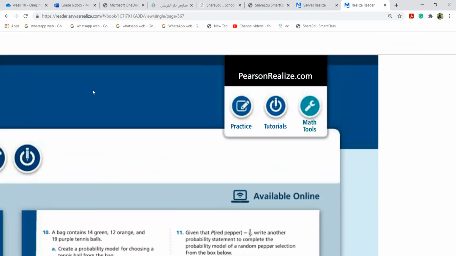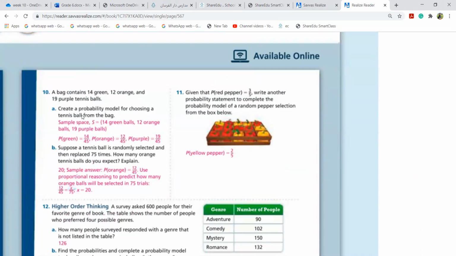Okay, now create a probability model for choosing a tennis ball. If I say tennis ball, how many tennis balls are there? When I'm talking about tennis balls, tell me how many there are. There are 14 green, 12 orange, and 19 purple. So in total, how many tennis balls are there? Total 14 plus 12 plus 19.